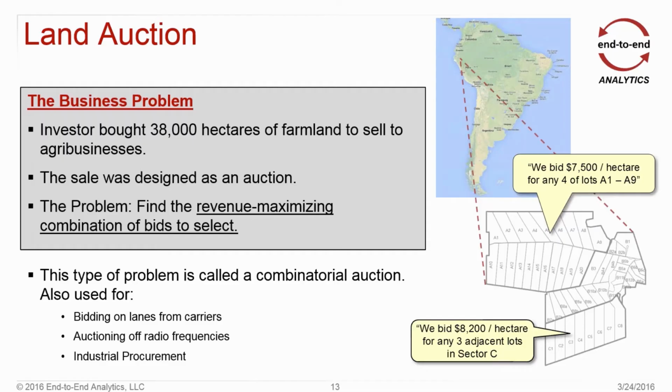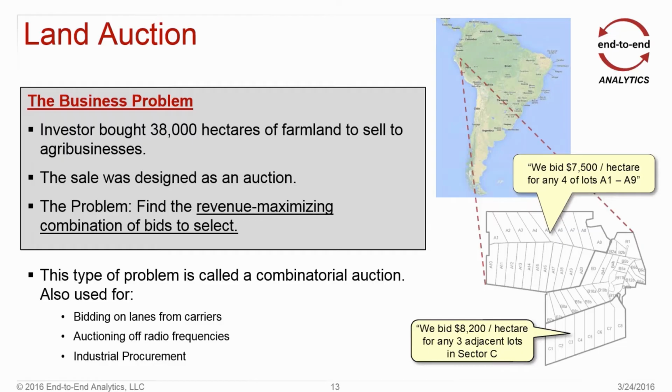And the reason it's structured that way is there's value in having adjacent lots. Having one lot that's A1 and another lot that's in the bottom right hand, I think that's C8, is less valuable than having A1 and A2. Once you get all these bids, and you have these bids that are on all sorts of different groups of land, the problem is how do we go through and select this collection of bids that maximizes revenue?